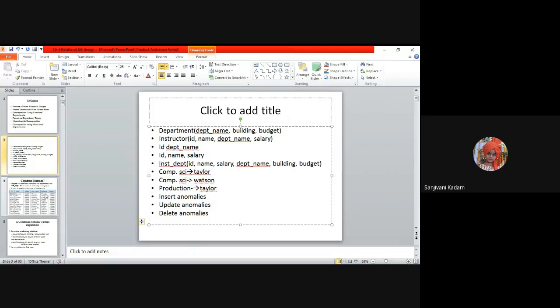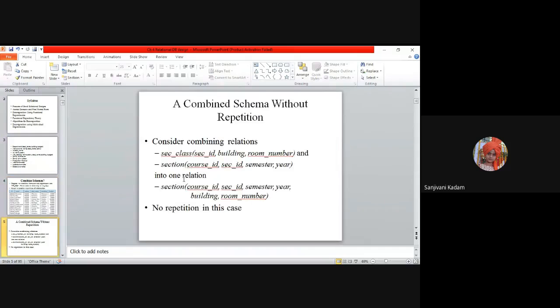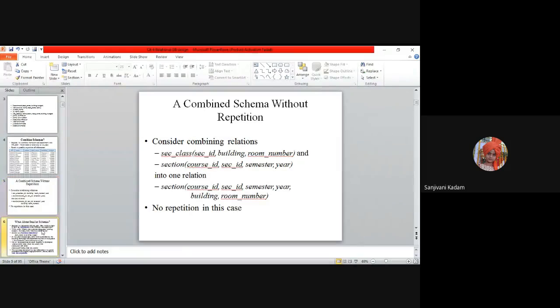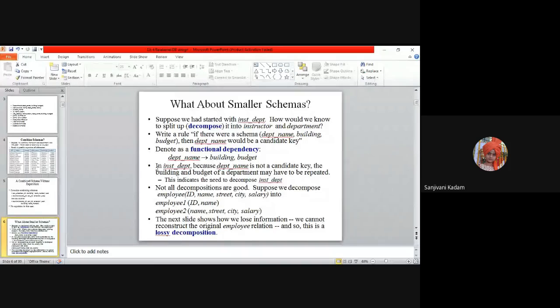So this was the part. Here, consider combining the schemas. Wherever there is no repetition, we can combine the schemas. Even though we have smaller schemas, if we have ease of access to the data, then we can divide. And if we have lengthier schemas, then the decomposition should always be a lossless decomposition.